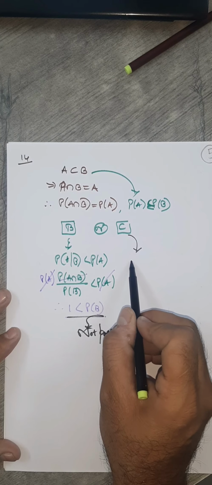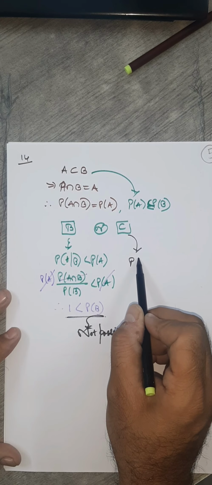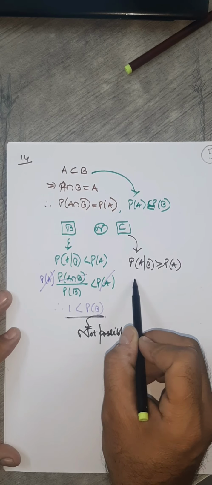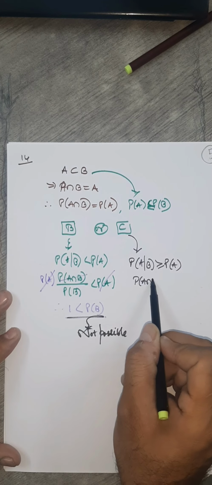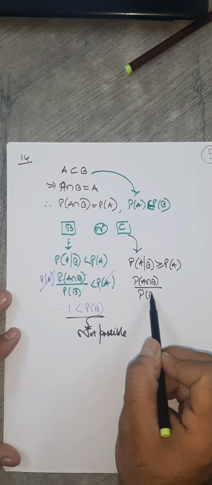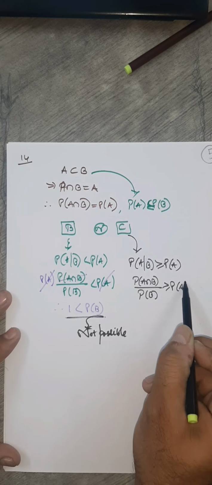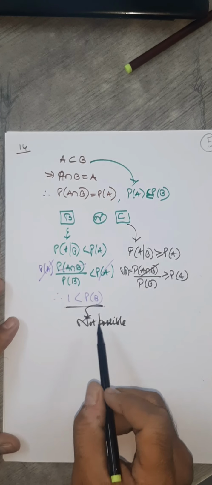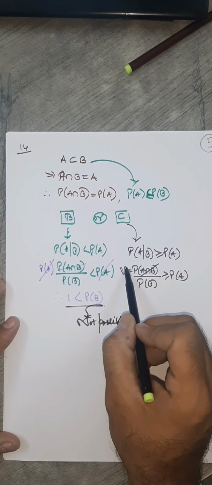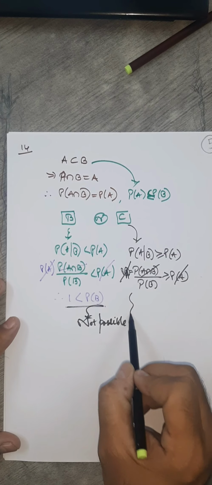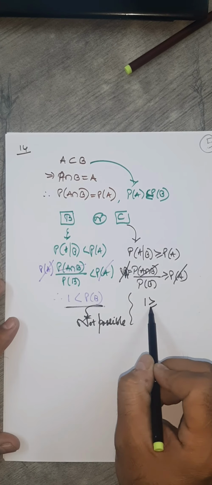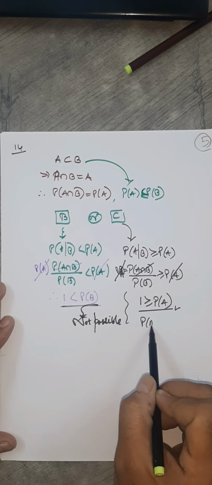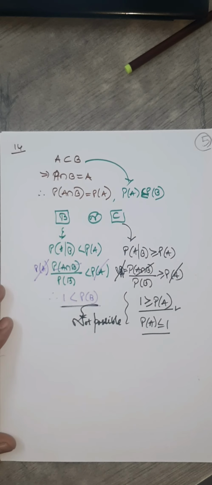Let's see this. Over here, you are given this is greater than or equal to P of A. What is this? P of A intersection B upon P of B is greater than or equal to P of A. Place the values here. What is this? This is P of B, and this is P of A. So this will get cancelled. So from this, here you have just 1 greater than or equal to P of A. And this is always true. The probability of event A is always less than or equal to 1.